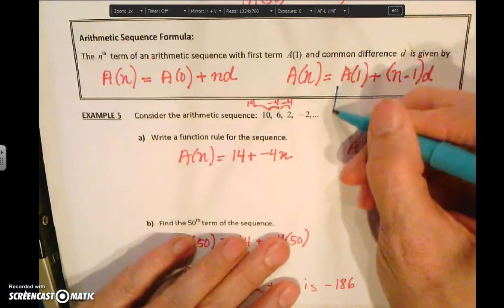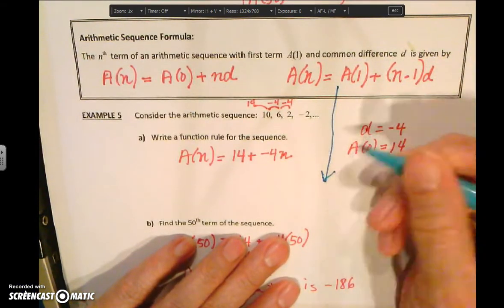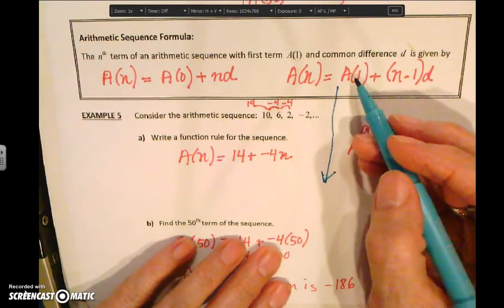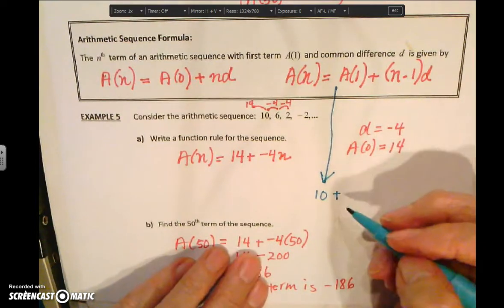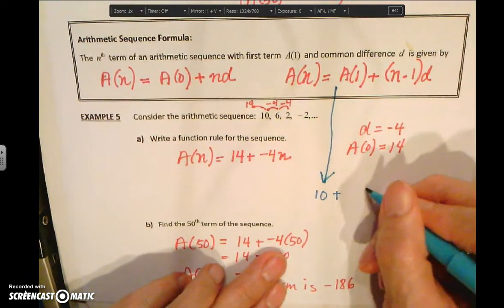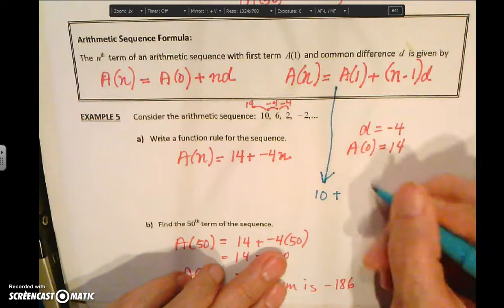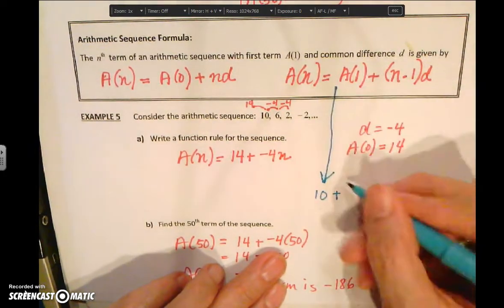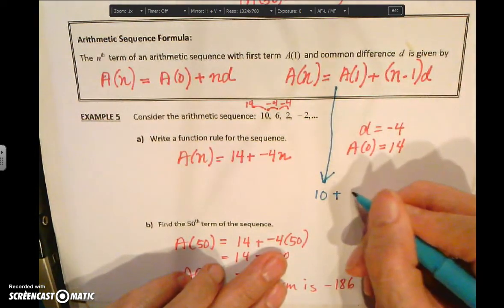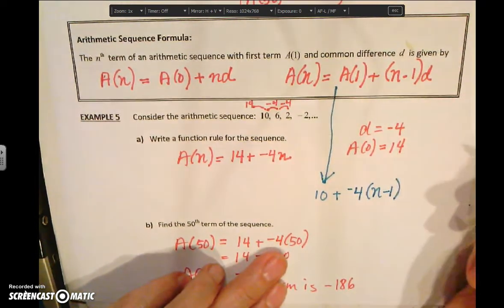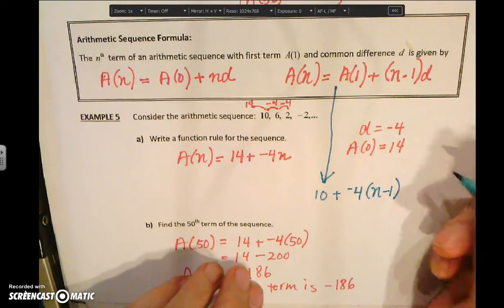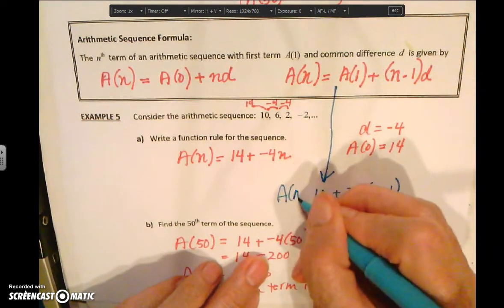I'm going to kind of do this too. If I were to use this formula, it would have been the first term, which is 10, plus n minus 1. I'll put that so we don't know what n minus 1 is, times d. And d was the negative 4, so plus negative 4 times n minus 1. It would be a sub n.